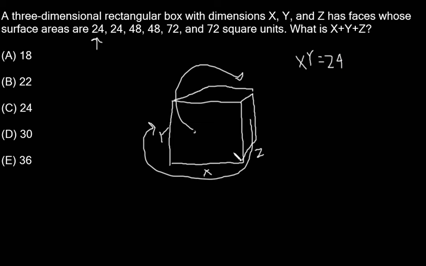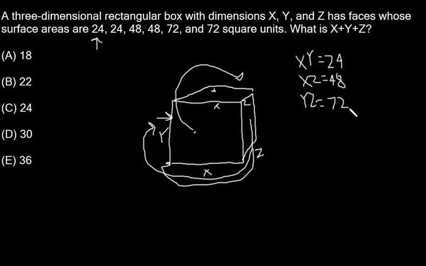xz is going to be the surface area of this top side, because x is opposite to this, meaning the same side, and z is opposite to this, meaning the same length. So xz is this top one and this bottom one. Let's just call that 48. It could be anything, but let's call it 48. And lastly, yz, this side right here. Y times z is going to be equal to 72, because that's the only one left.